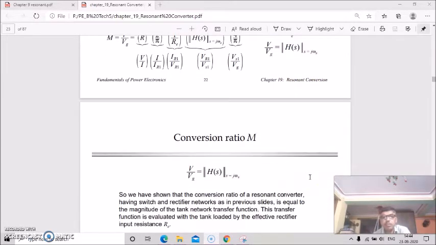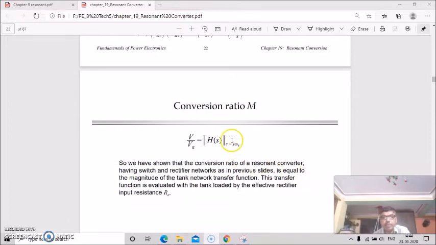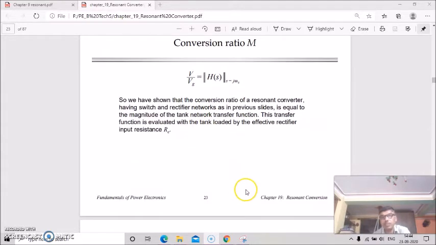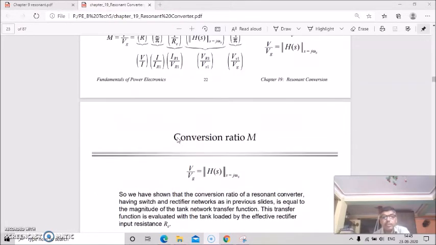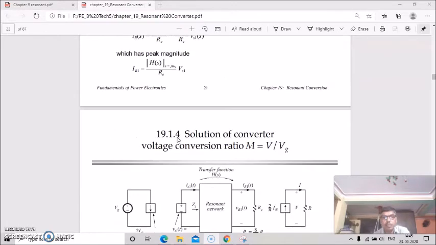Now the conversion ratio M = V/Vg is the absolute value of H(s) at s = jω. So we have shown that the conversion ratio of a resonant converter having switch and rectifier networks as in the previous page is equal to the magnitude of the tank network transfer function, and this transfer function is evaluated with the tank loaded by the effective rectifier input resistance. So this is all about the introduction to the resonant conversion process.